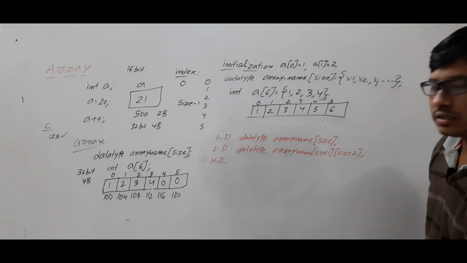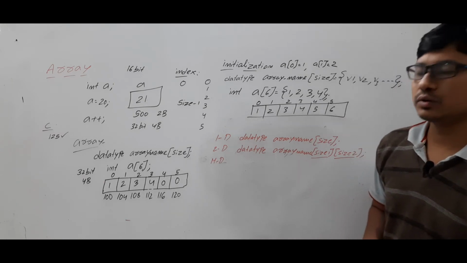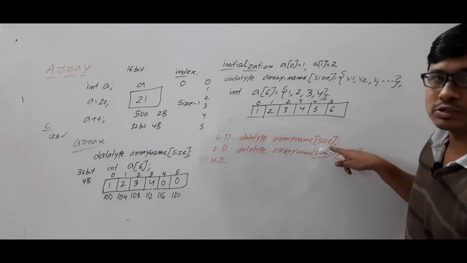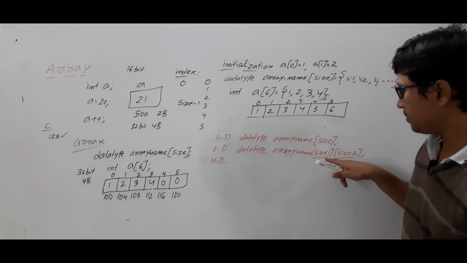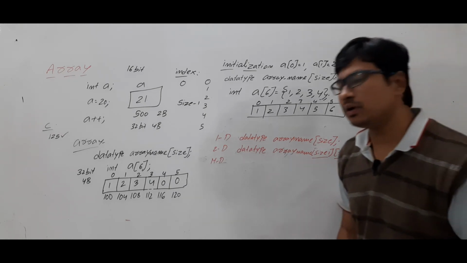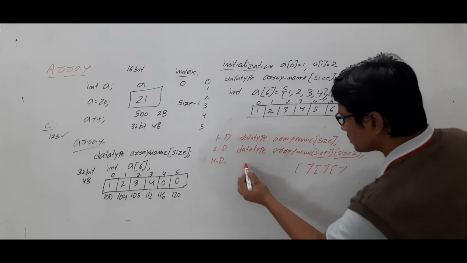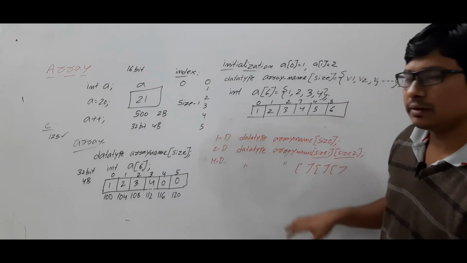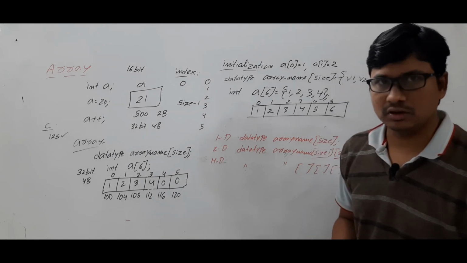So based on these brackets, you can specify whether it is a one-dimensional array or two-dimensional array. For a one-dimensional array, you will have one open bracket, one closed bracket. Inside that, you will have the size. If it is a two-dimensional array, you will have two pairs of brackets. So this is a two-dimensional array. If you want a three-dimensional array, then you will have three pairs like this. The remaining things are the same: data type, array name, all these things. So this is about one-dimensional, two-dimensional, three-dimensional. Like that, you can go for four-dimensional, five-dimensional also.